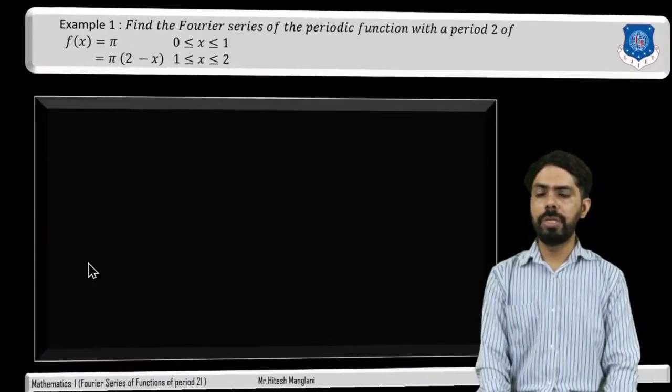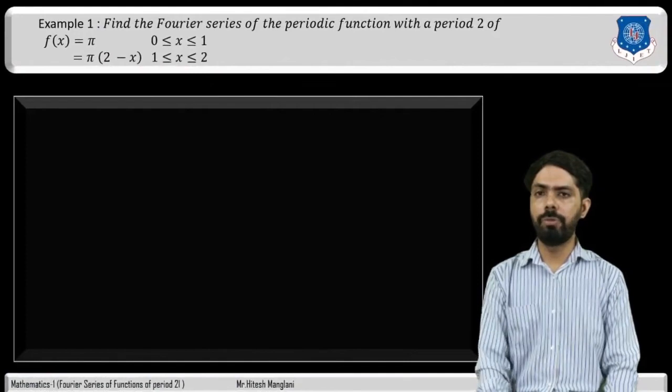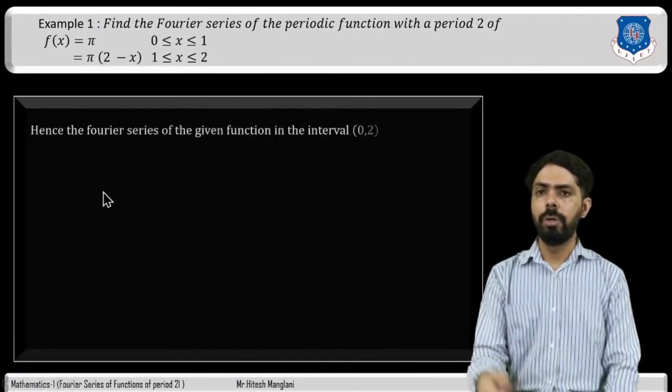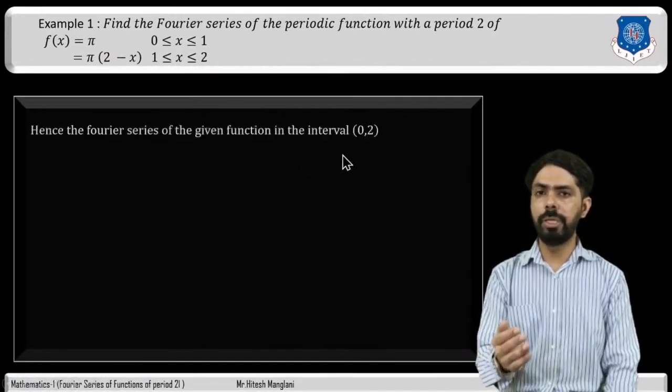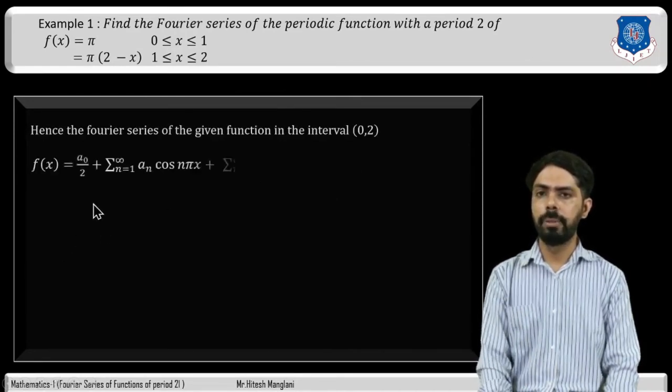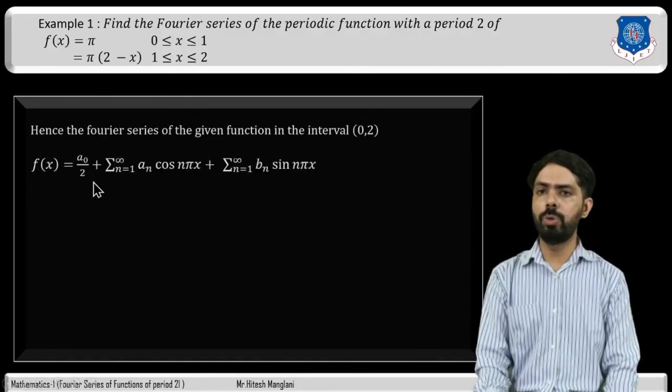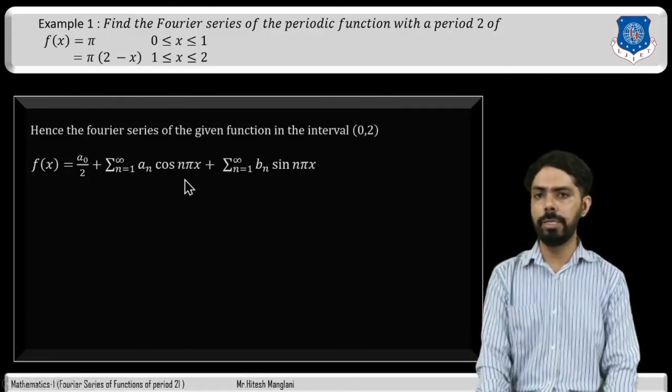Now as we have to find the Fourier series of the function f of x, the Fourier series of the given function in the interval 0 to 2 is given by f of x is equal to a0 divided by 2 plus sigma n equal to 1 to infinity an cos n pi x plus sigma n equal to 1 to infinity bn sin n pi x. Here in this example value of l is 1.